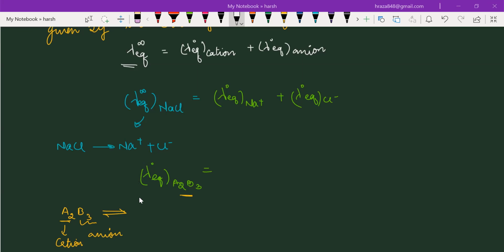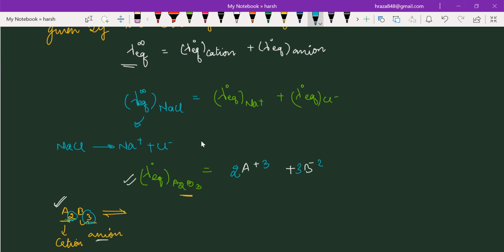Can you dissociate this? Yes or no? Sir, can you do it? Yeah, see, according to IUPAC, you take the first one and write it as cation, and this is anion. So this will be cation and this will be anion. Now see, what will be the charge? Whatever is the number here will come here, and whatever is the number here will come here. Now we need to balance it. So what is the number of A? This is 2. And what is the number of B? 3.